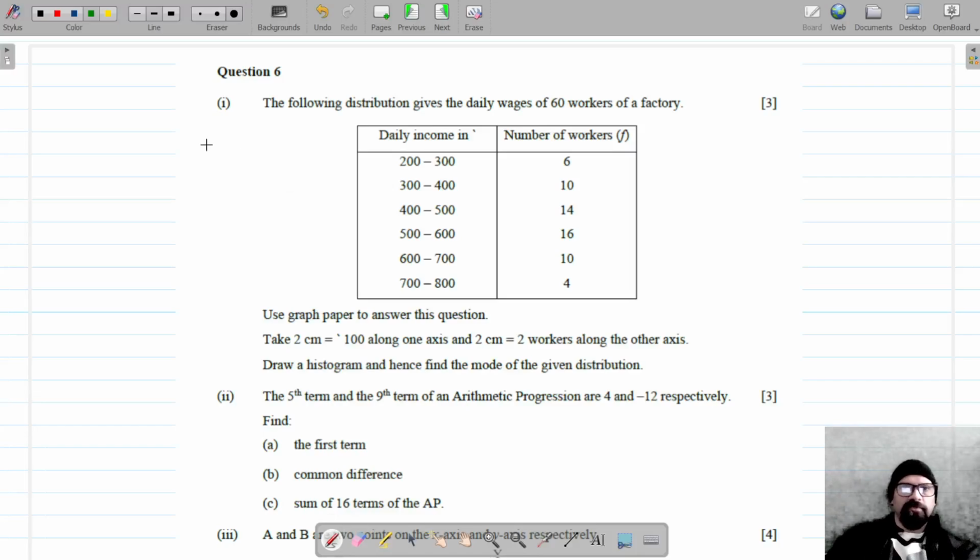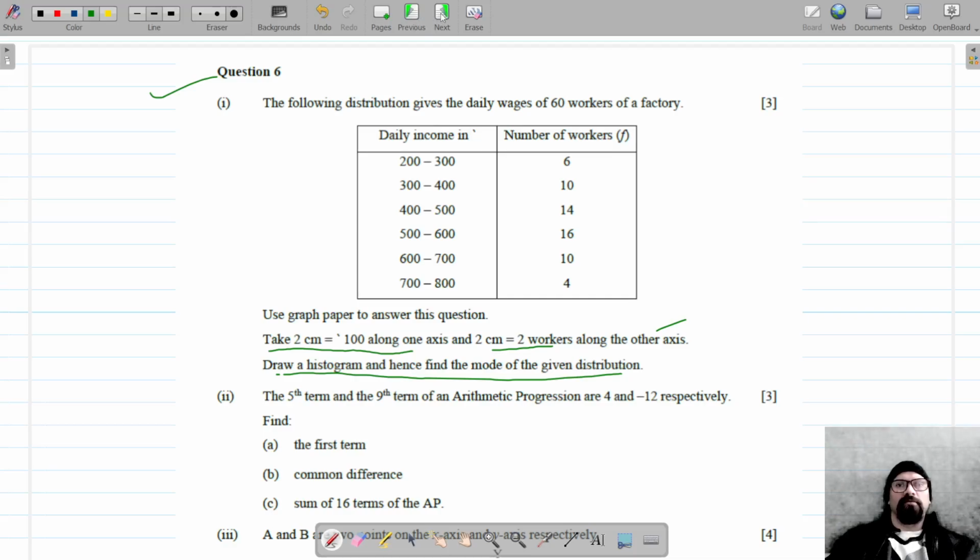For question number 6, given is the distribution table which gives the daily wages of 16 workers of the factory. We have to use the graph paper. Take 2 centimeter as the scale, which is equal to rupees 100, so daily income is in rupees. 2 centimeter is equal to rupees 100 and 2 centimeters is equal to 2 workers along the other axis. We have to draw a histogram and hence find the mode of the given distribution.